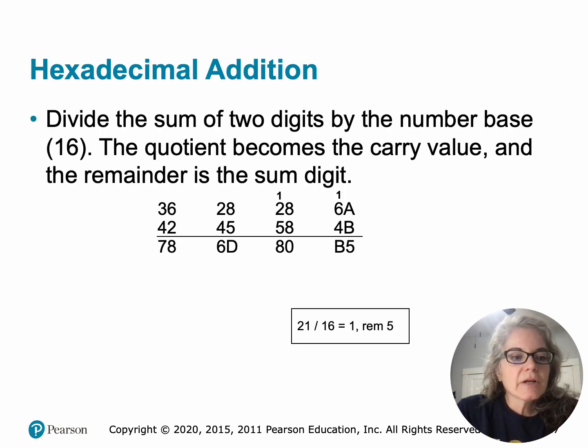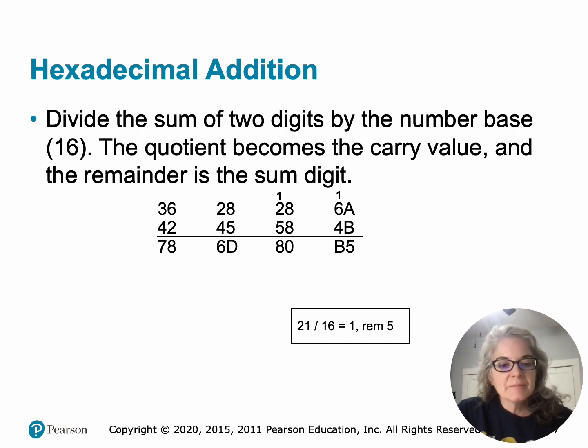Okay, in this slide, we're going to look at how to add hexadecimal numbers. Remember that we want to do this for memory, when we're looking at memory for that purpose. So you're going to divide the sum of 2 digits by the number base, 16. The quotient becomes the carry value, and the remainder is the sum digit.